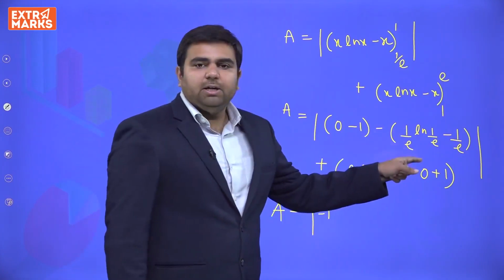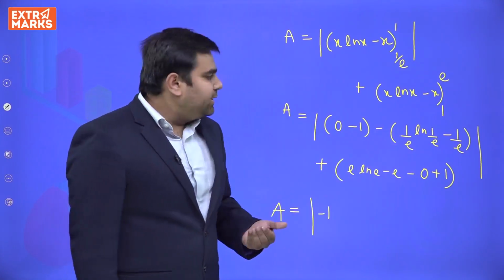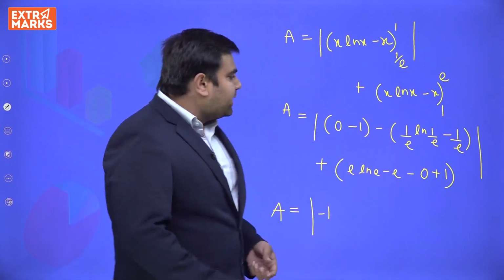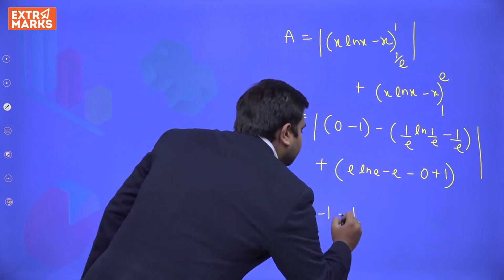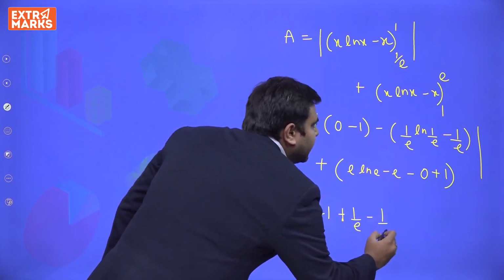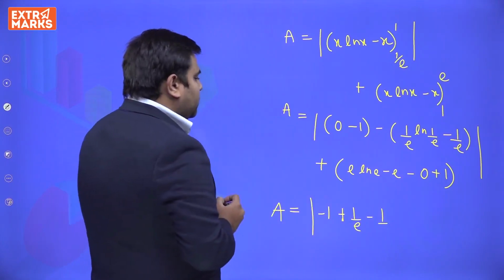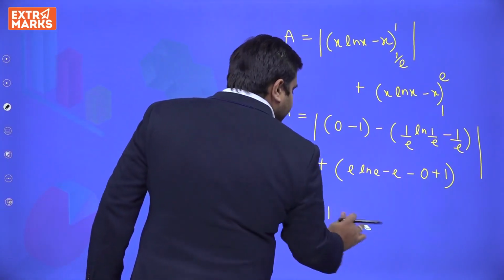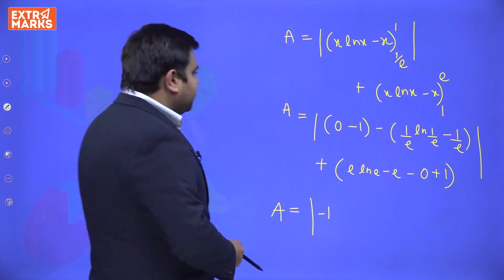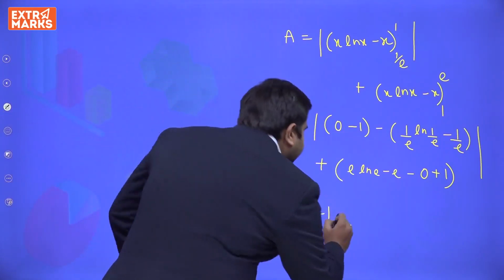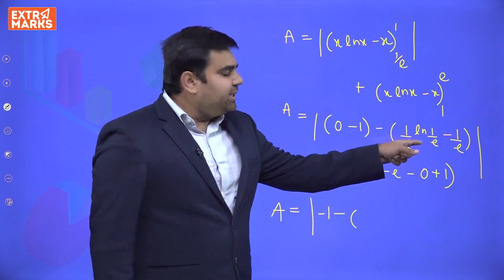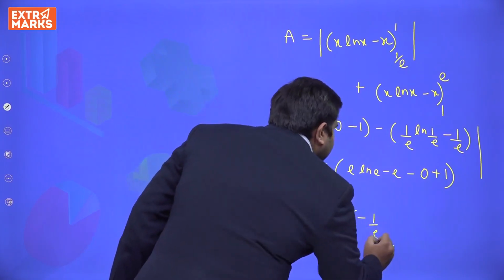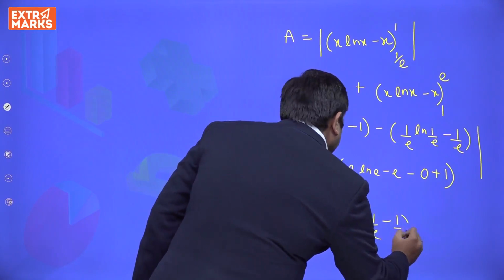Now what is ln 1 by e? Ln 1 by e is minus ln e, which is minus 1. So this will become minus minus plus, and this will become plus 1 by e, and this is minus 1 by e, right? Let me explain once again what is happening over here. This is minus 1 and this is minus ln e by e. So let me write down minus 1 by e, and this is minus 1 by e, right?